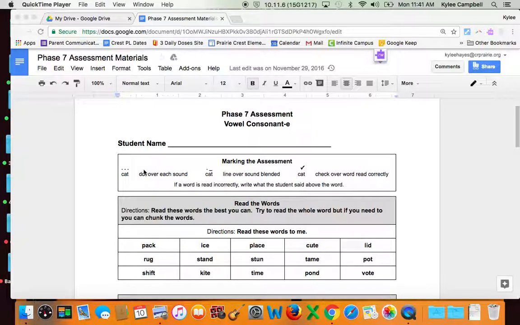Hello, differentiated reading teachers. This screencast is designed just as a refresher in regards to the assessments that we give for our literacy data days. You'll notice that the example on my screen is for Phase 7, vowel consonant E.